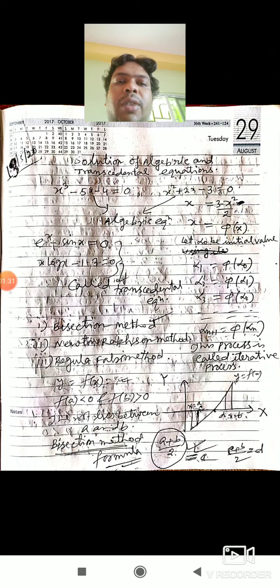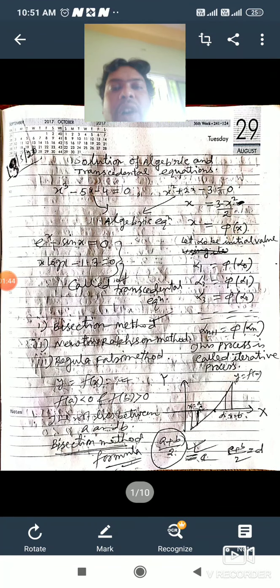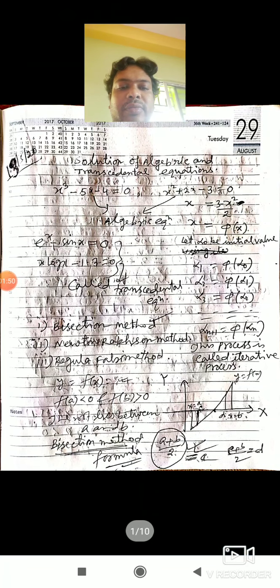Now, solution of algebraic and transcendental equations is found by the bisection method, Newton-Raphson method and Regula-Falsi method. Now, y equal to f(x) be any arbitrary function. Now put x equal to a and x equal to b, so f of a is less than 0 and f of b is greater than 0. So the root lies between a and b. So the bisection formula is (a plus b) by 2, the average of these.